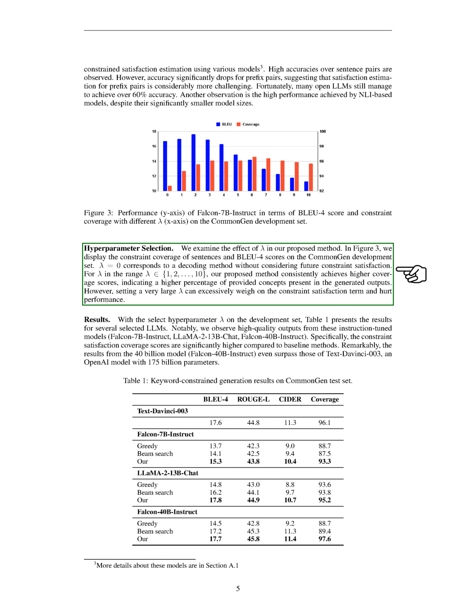Next, we looked at the effect of the lambda parameter in our proposed method. We found that when lambda is in the range of 1 to 10, our method consistently achieves higher coverage scores, indicating a higher percentage of provided concepts present in the generated outputs. However, setting a very large lambda can excessively weigh on the constraint satisfaction term and hurt performance.